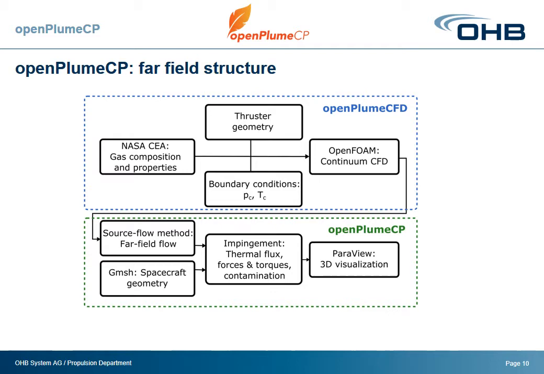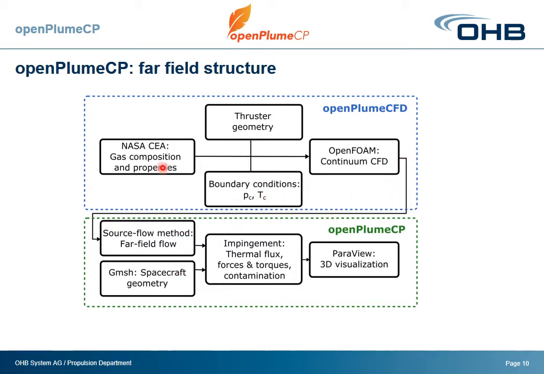If you go more into detail, you have two structures there, the OpenPlume CFD and the OpenPlume CP. OpenFOAM needs three inputs in this case. It needs the thruster geometry, the gas composition, and the boundary conditions, as I said earlier, the pressure and the temperature. We also use NASA CEA, which is also an open source code that gives us the gas composition and properties. And OpenPlume CFD then allows you to prepare the simulation for OpenFOAM. Then the output from OpenFOAM is extrapolated in the far field with the source flow method, and combined with the ray tracing analysis of the spacecraft geometry. And at the end, we have the interaction with the surfaces: thermal fluxes, forces and torques, and contamination.